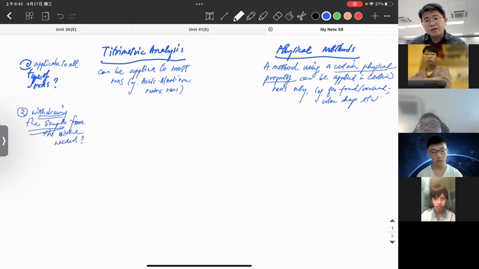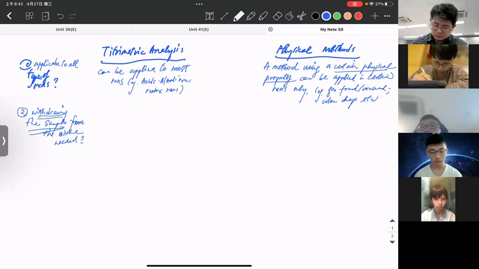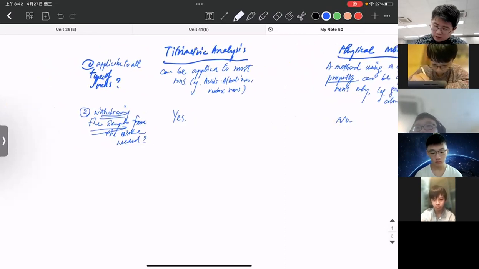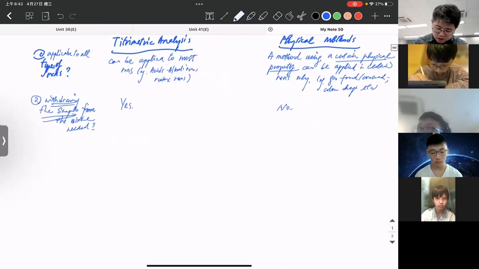For titrimetric analysis, do we need to...? No. But titrimetric analysis needs to draw a sample, but the physical method does not need to. Yes. Okay, so it's just monitoring, right?